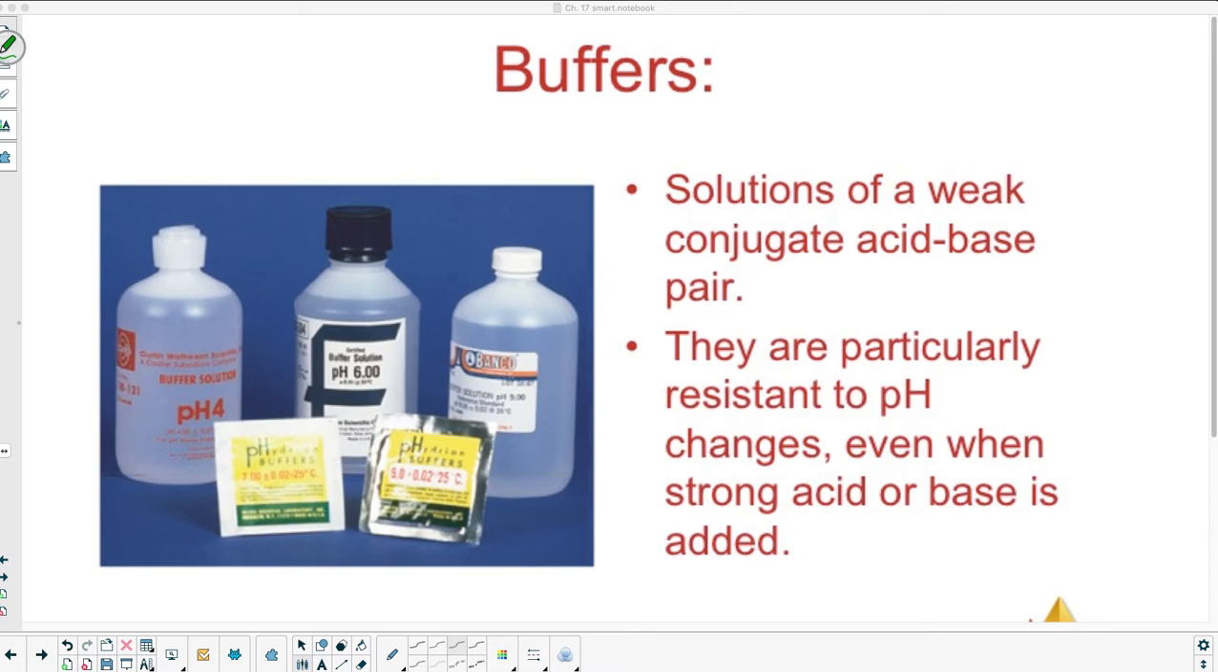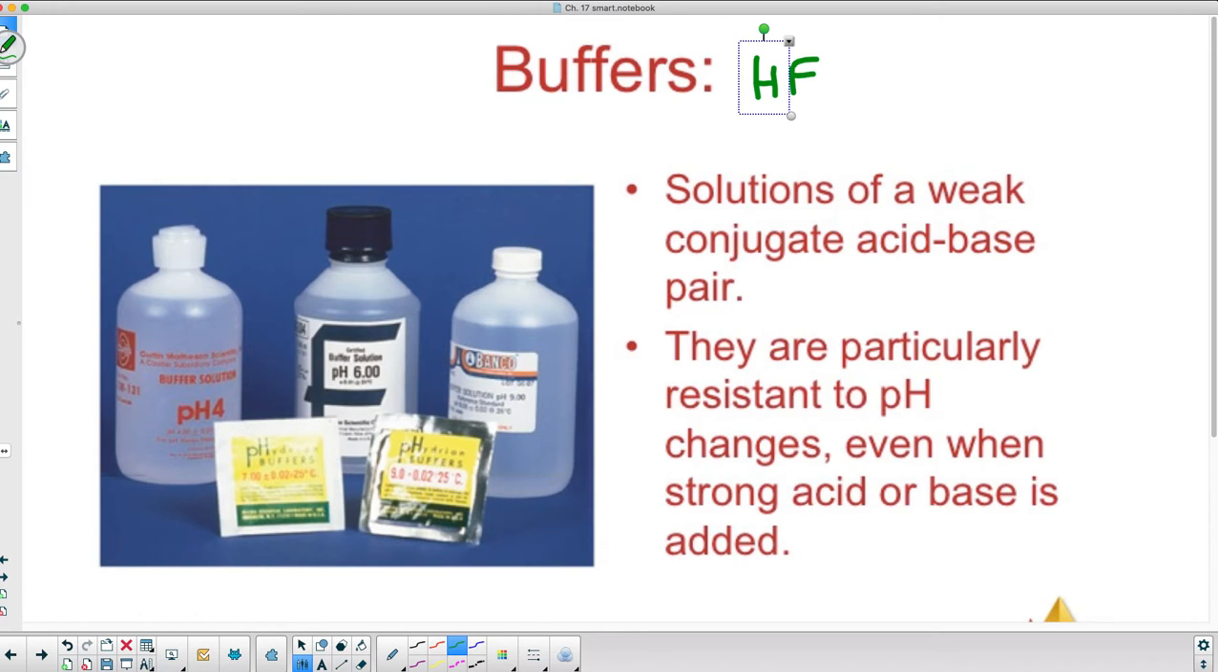So you're going to see an example that has to do with HF. And if I add sodium fluoride to that, you will notice that the fluoride ion is common in both of those. This is a weak acid. There's its conjugate base. So there's our acid-conjugate base pair. That would constitute the beginnings of a buffer.